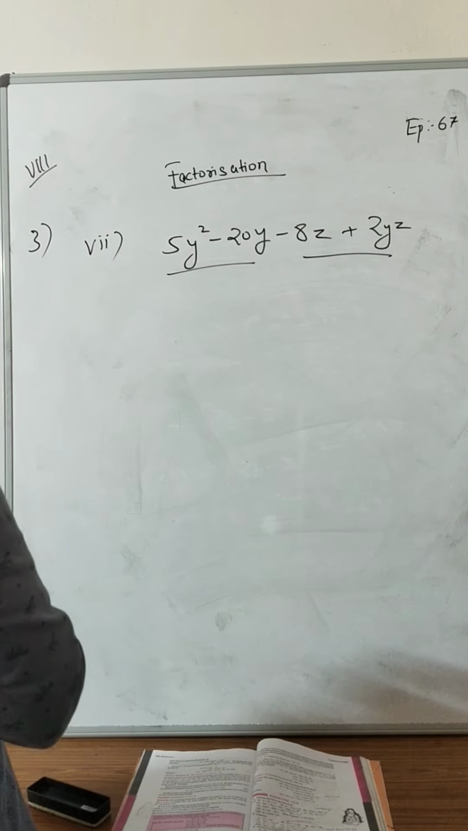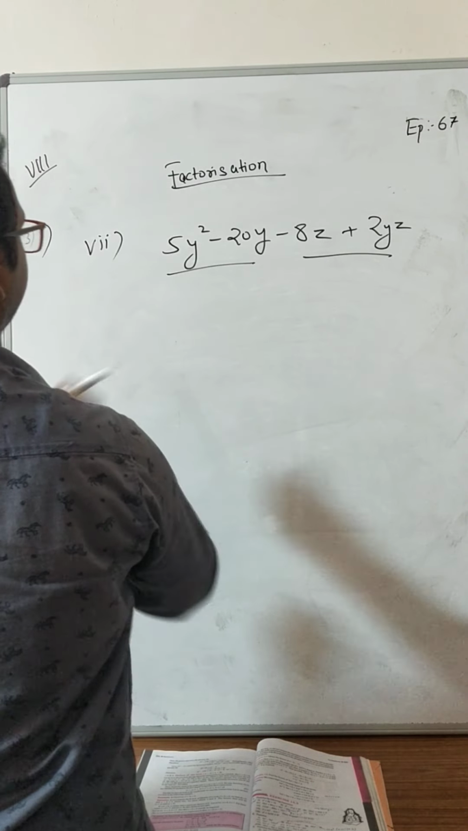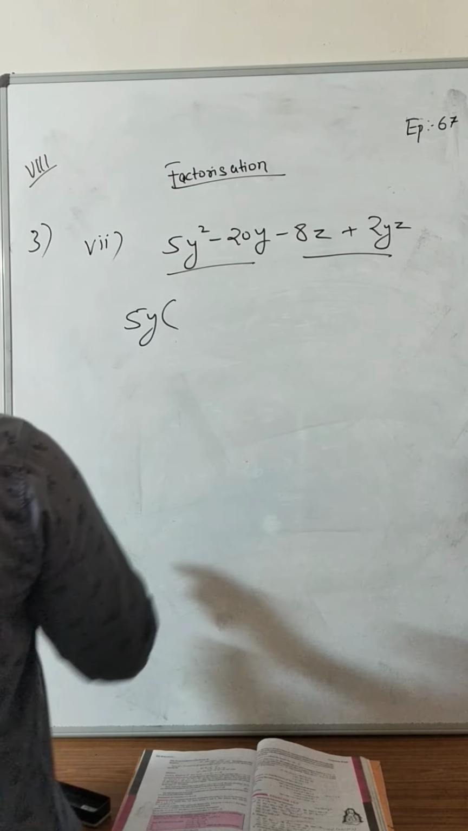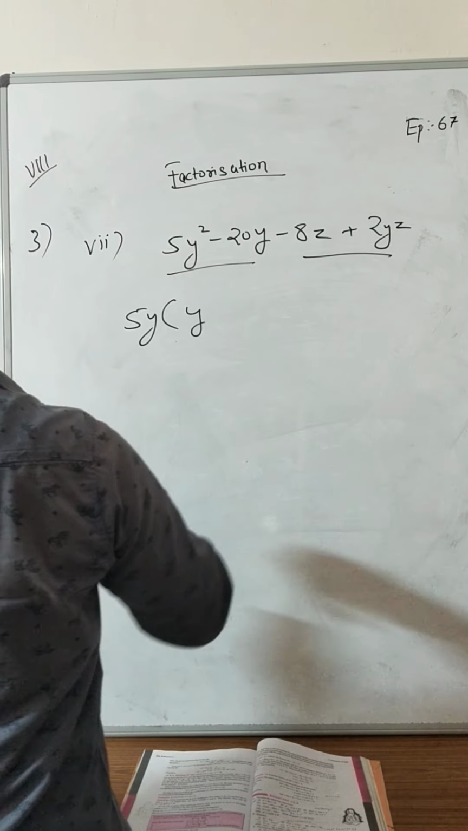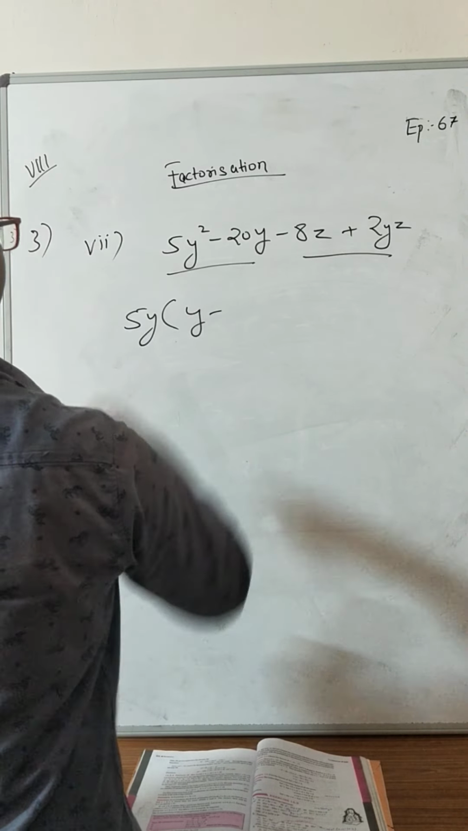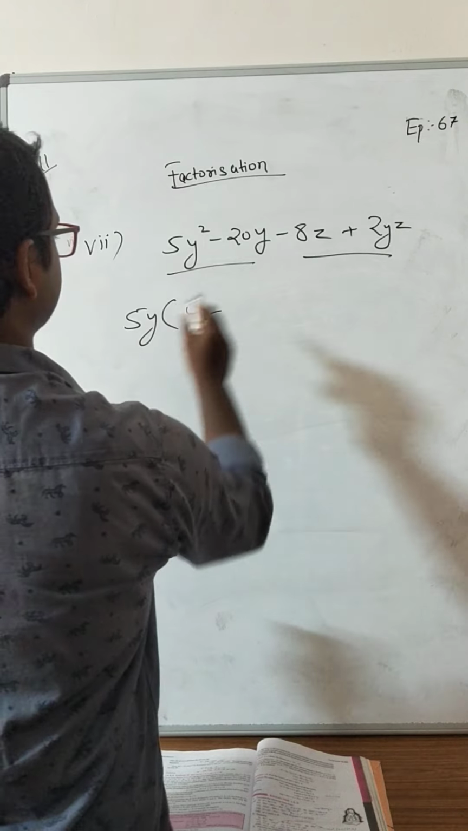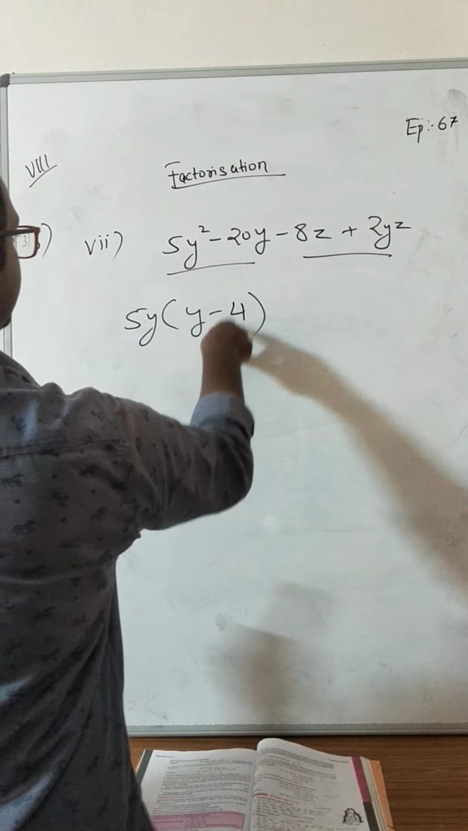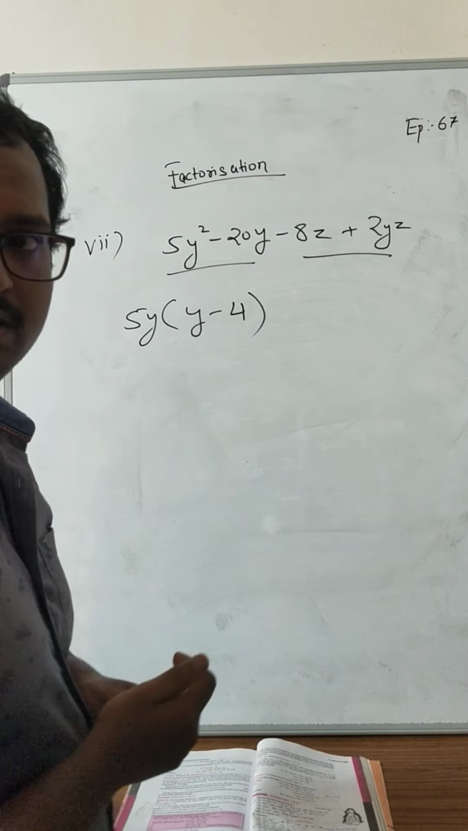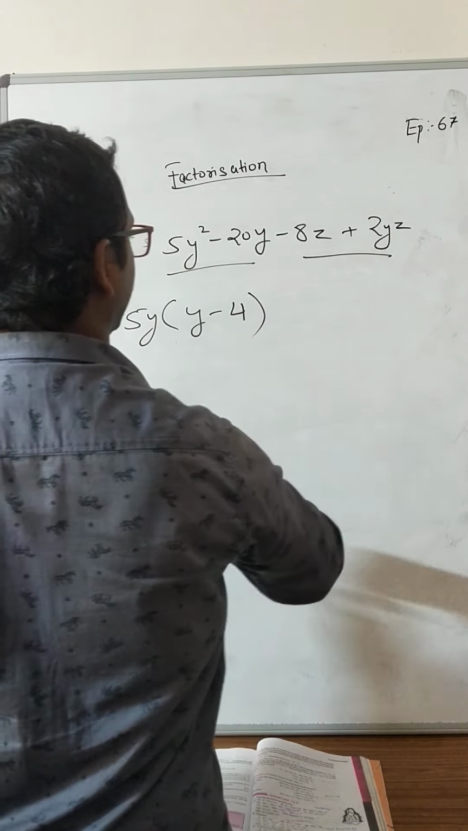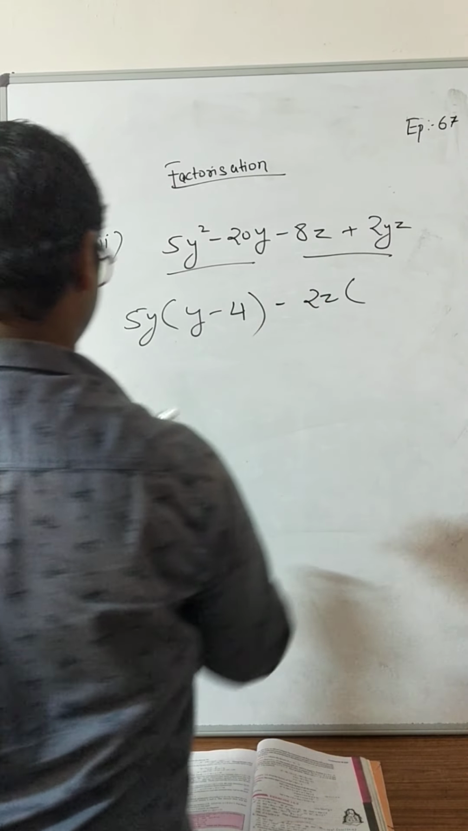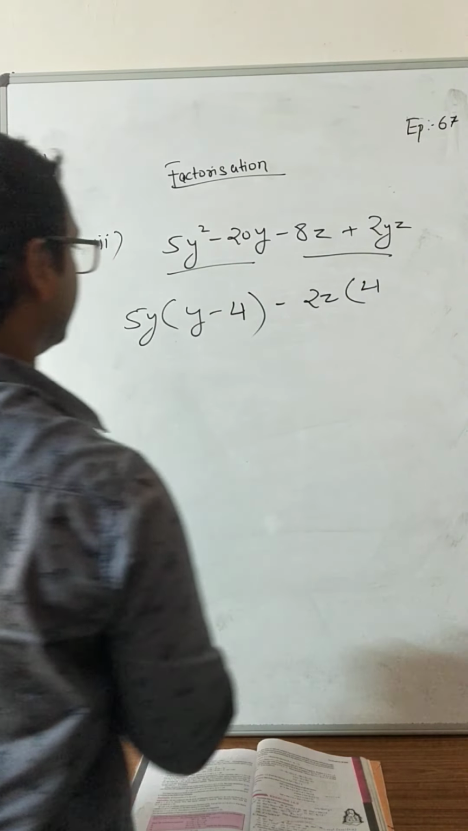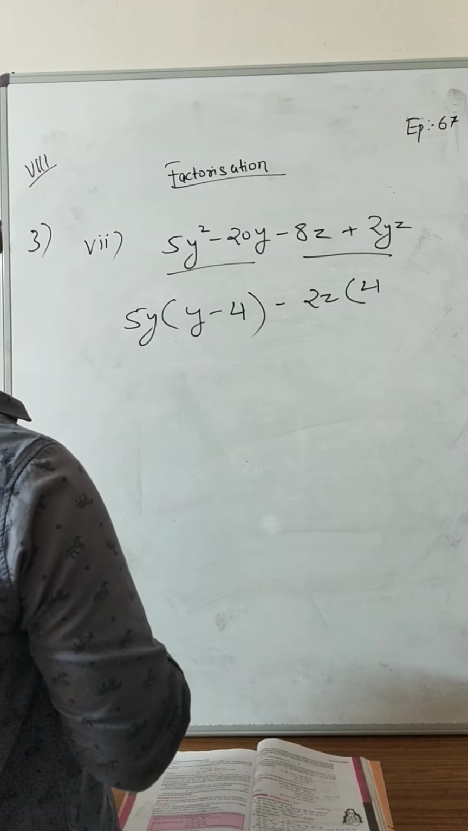Now here I am going to take 5y as common. When I take 5y as common, I will have y, and then here I will have, y has already gone out, only 4 is left, because see, 5y into y, 5y square. 5y into minus 4, 20y. Okay. Now next here I can take 2z as common. Minus 2z I am taking out. Then I will have 4.